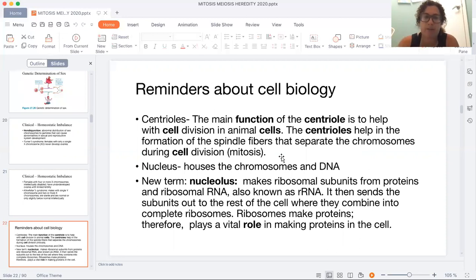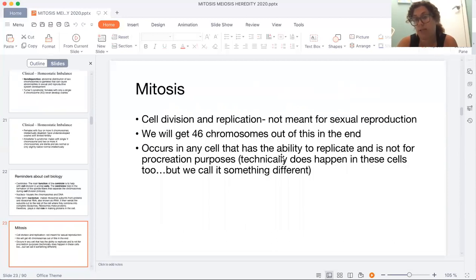So, a reminder about cell biology, I know we discussed a little bit before. Just before we get into mitosis, we have this thing called centrioles. Their main function is to help with cell division in animal cells. The centrioles help the formation of spindle fibers that help separate the chromosomes out, like if you were to take a cotton ball and divide it out. And then the nucleus, remember, houses the DNA, and the nucleolus makes ribosomal subunits and ribosomal RNA. And remember, ribosomes help make proteins. They play a vital role in making a cell.